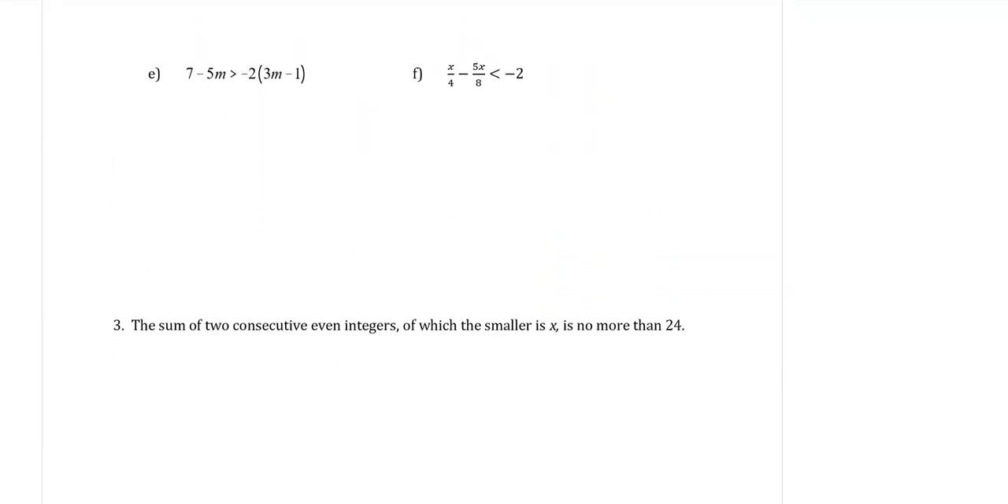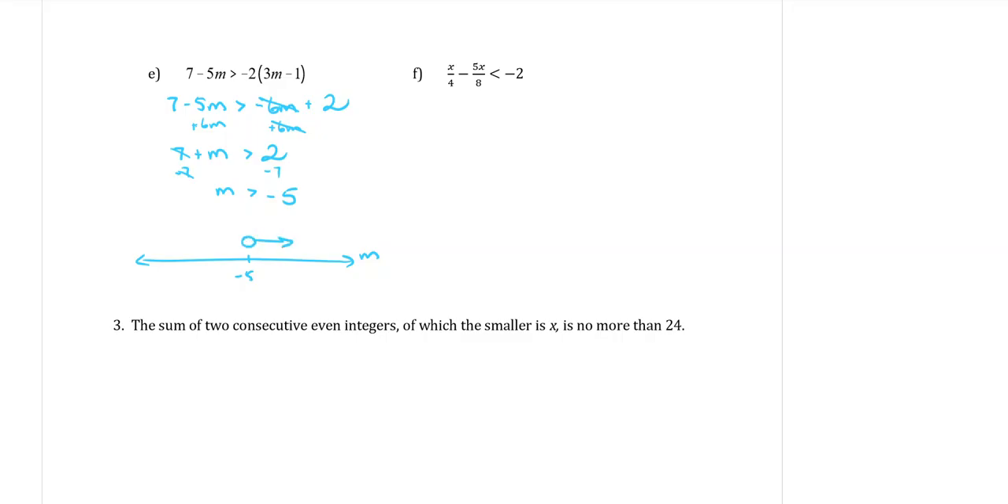Okay, E. Getting a little bit more complicated as we go down. This time we have some brackets, so let's expand them. So 7 minus 5m is greater than -2 times 3m, which will be -6m, and -2 times -1 is +2. Now let's add the 6m to both sides to get the pronumerals all over on the left. So we have 7 minus 5 plus 6, which will be a +1, or plus m, is greater than 2. Then minus the 7 and we get m is greater than -5. Drawing that, this is m, we have -5 for our solution, open circle and larger than, pointing to the right.